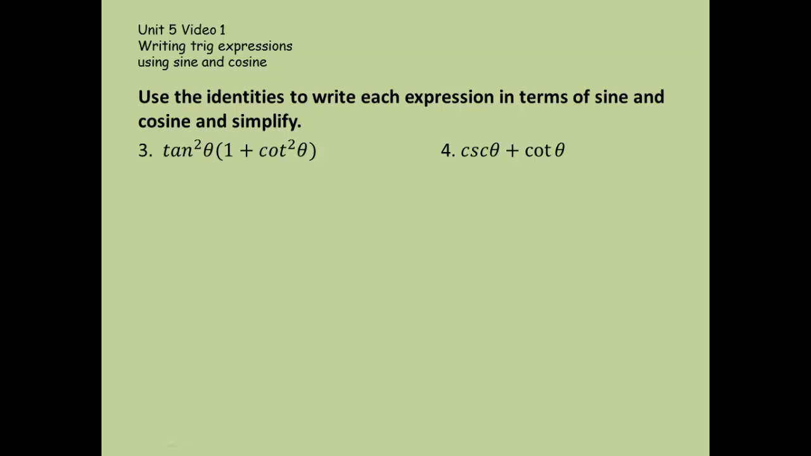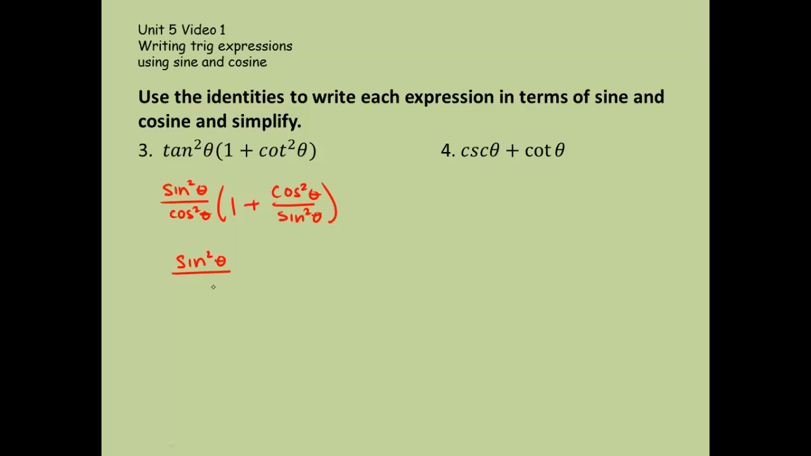So I have tangent squared of theta times the quantity of 1 plus cotangent squared of theta. Actually, there's two ways to do this. We could distribute first or we can distribute second. So I'm actually going to go ahead and distribute second just to show you what it looks like. So this is going to be sine squared of theta over cosine squared of theta, times the quantity 1, which doesn't change, plus cosine squared of theta over sine squared of theta. And now I'll distribute. When I multiply this quantity times 1, I just get that same quantity.